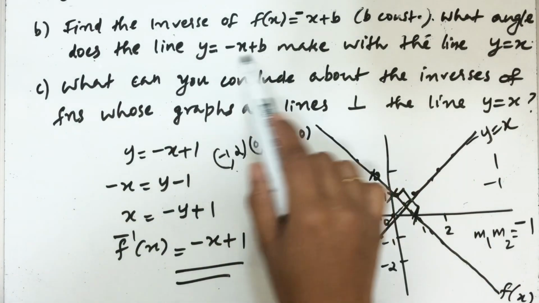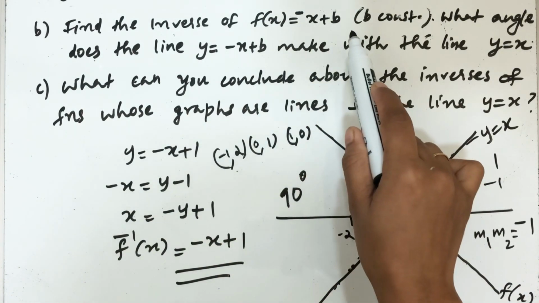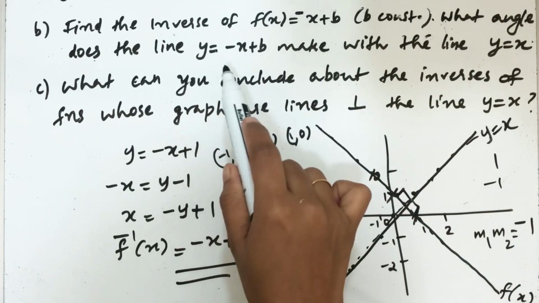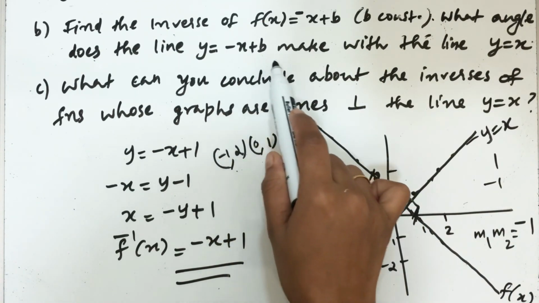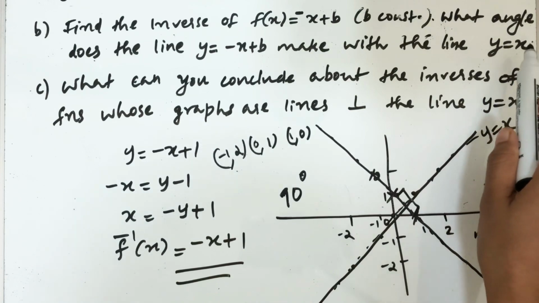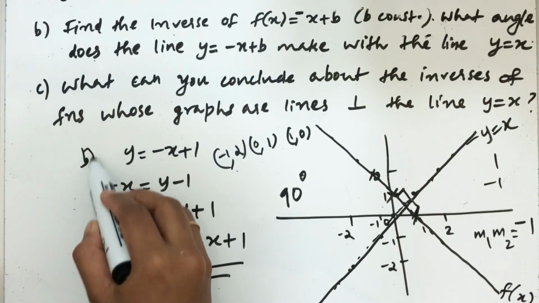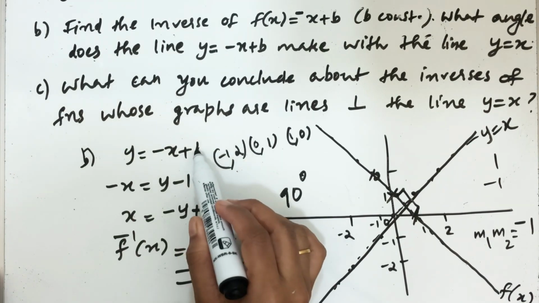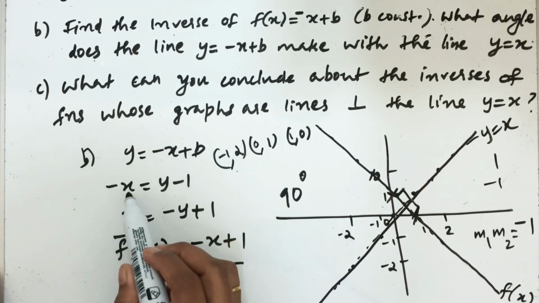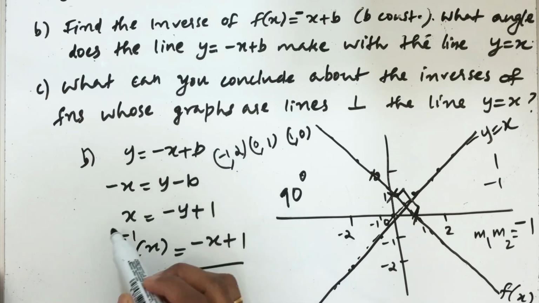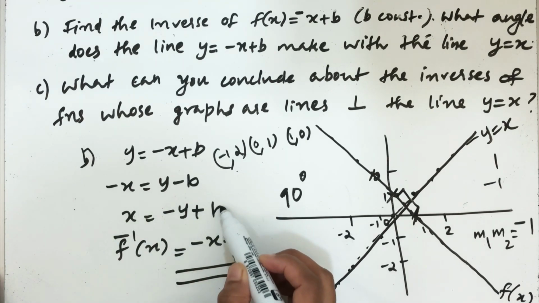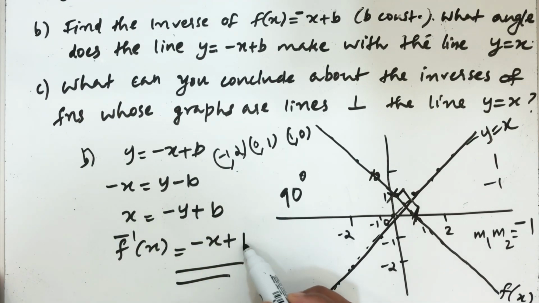B part: find the inverse of f(x) = -x + b. What angle does the line y = -x + b make with the line y = x? Here f(x) is equal to -x + b, just instead of 1 we have b. So it will be -x = y - b, that is, x = -y + b. That is, f inverse of x is equal to -x + b. That is, f and f inverse are the same function.